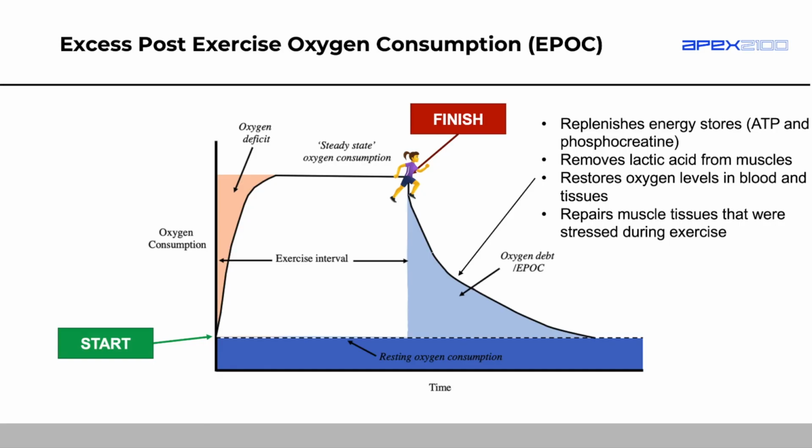And this EPOC, or this increased oxygen intake, helps to replenish energy stores, our ATP and our phosphocreatine. So they're all depleted now. We need to replenish them. It also helps to remove lactic acid from the muscles. It helps to restore the oxygen level in the blood and the tissues, so get our oxygen in the blood back to its normal resting state. And it also helps to repair muscle tissues that were stressed during exercise.